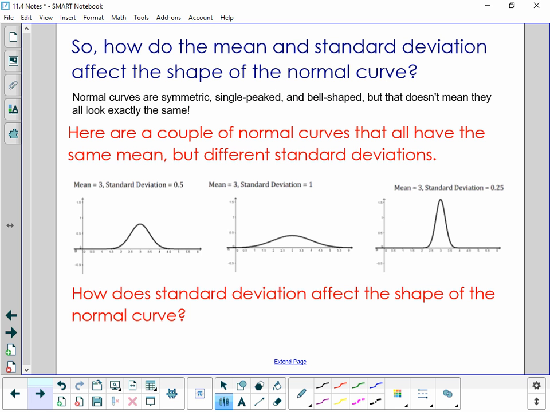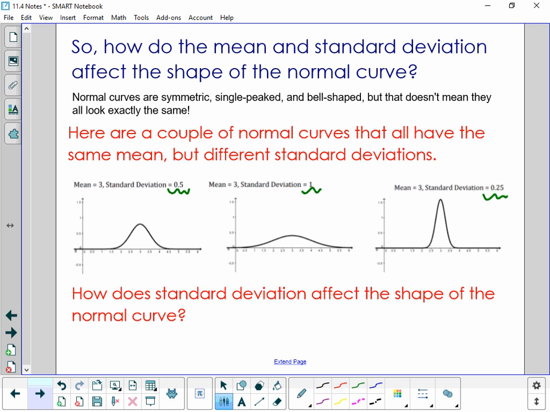So how do the mean and the standard deviation affect the shape of the normal curve? Remember, they're always going to be symmetric, always going to have a single peak, and always going to be bell-shaped, but that doesn't mean they all look the same. These 3 that are shown on your screen all have a mean of 3, but they have different standard deviations. This one has a standard deviation of 0.5. This one has a standard deviation of 1. This one has a standard deviation of 0.25.